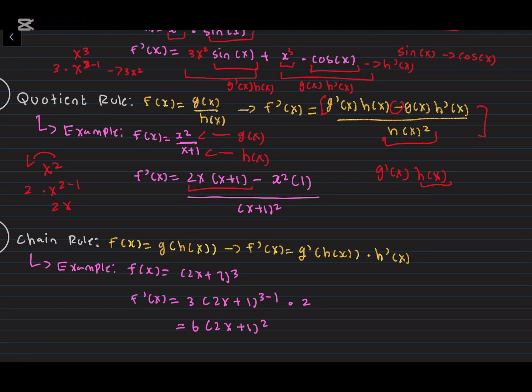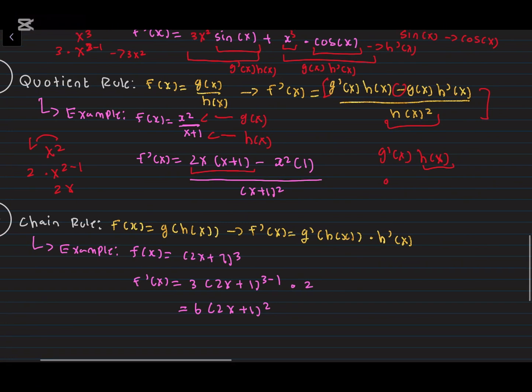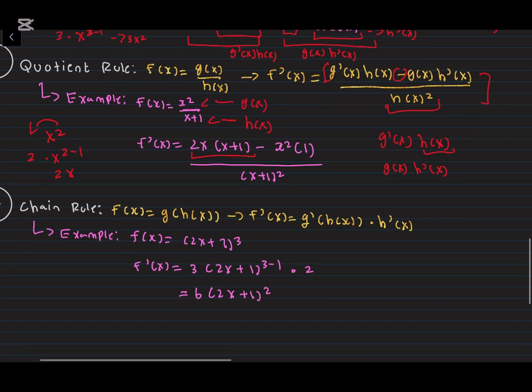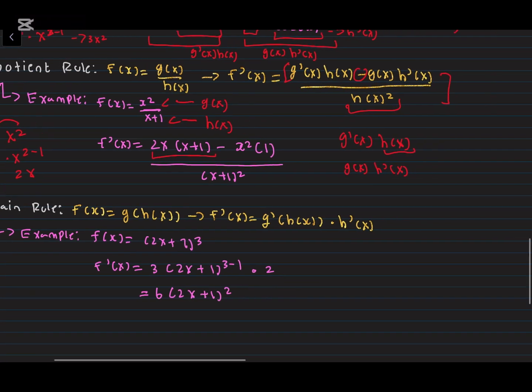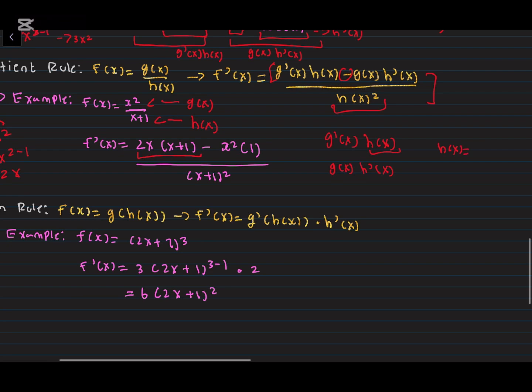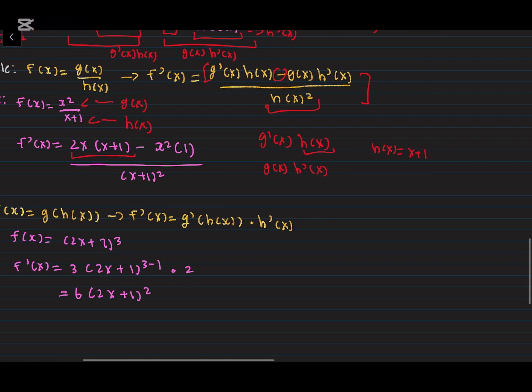Now let's look at our second term. So the next term we have to go is g of x times the derivative of h of x. So let's look at the derivative of h of x. So what can we do here? H of x, first of all, is equal to x plus 1, so we have to find the derivative of this.